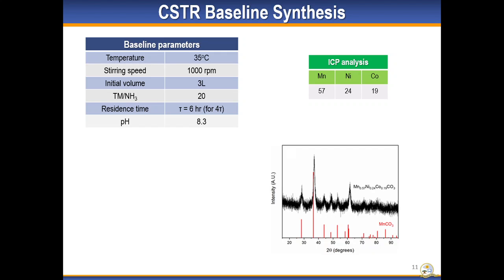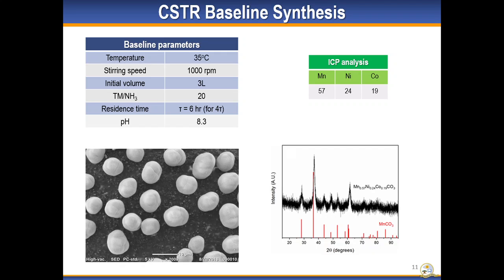Now, with regards to the results, these are the results for the CSTR baseline synthesis condition. We got 57% manganese, 24% nickel, and 19% cobalt. So the manganese content was slightly higher than we expected. However, we did get particles in the right size fraction of about 9.6 microns in diameter for the D50.